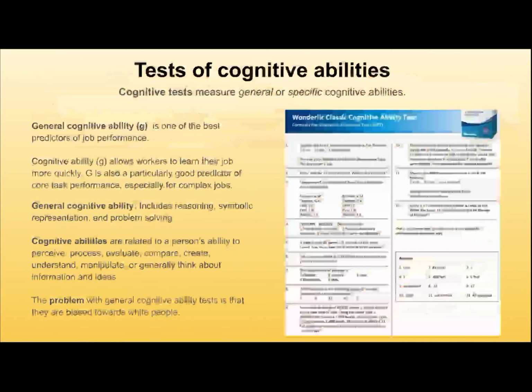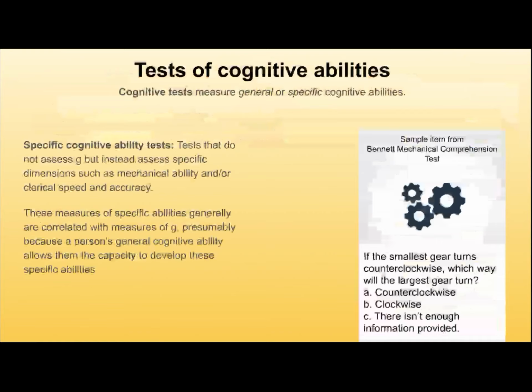You don't have to. The problem with these types of tests is that they're actually biased towards white people. All of our standardized intelligence tests are, and that's a big problem in America, a big problem with these types of cognitive ability tests. When we can truly measure somebody's cognitive ability, it is a good predictor of their job performance. But sometimes these tests don't truly measure cognitive ability, especially in people of color.